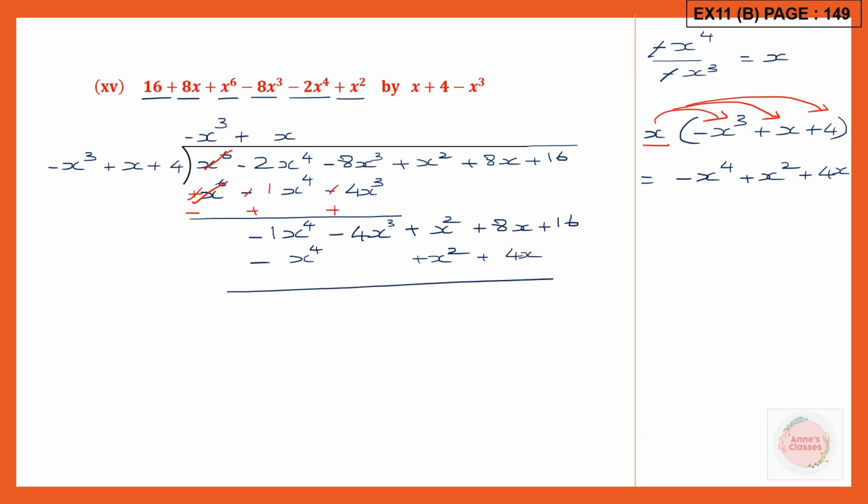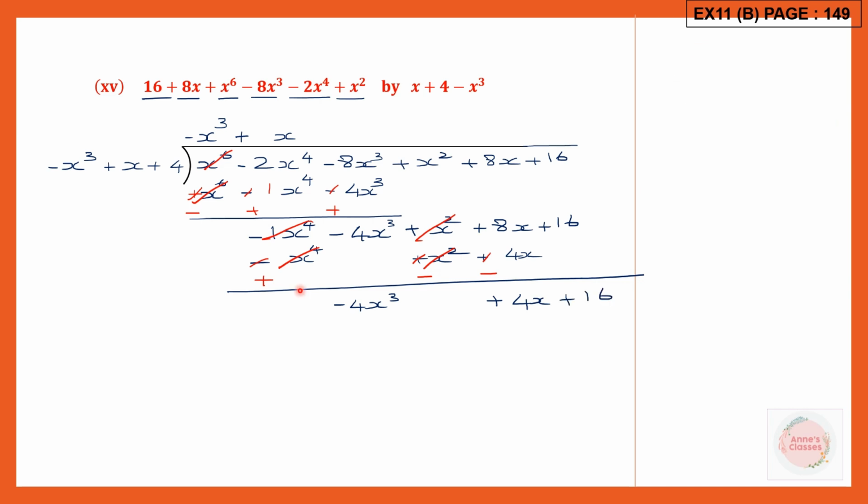Now I have to change the signs because I am subtracting. So minus becomes plus, plus becomes minus, and plus becomes minus. So these two get cancelled. Now what is left? I bring down this minus 4x cube, and here I have plus x square minus x square. These two also will get cancelled. So that is just 0 there. Then I go to the next one, that is plus 8 minus 4. Signs are different. Put the sign of the bigger number and subtract. 8 minus 4 is 4, 4x plus 16. Now again take the first term and divide it by the first term.